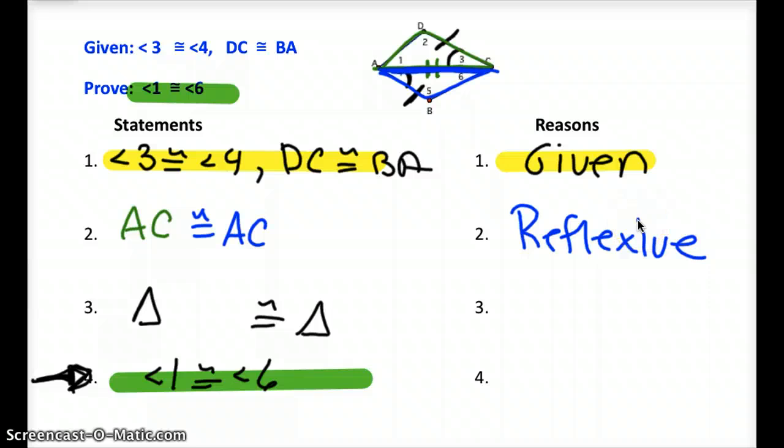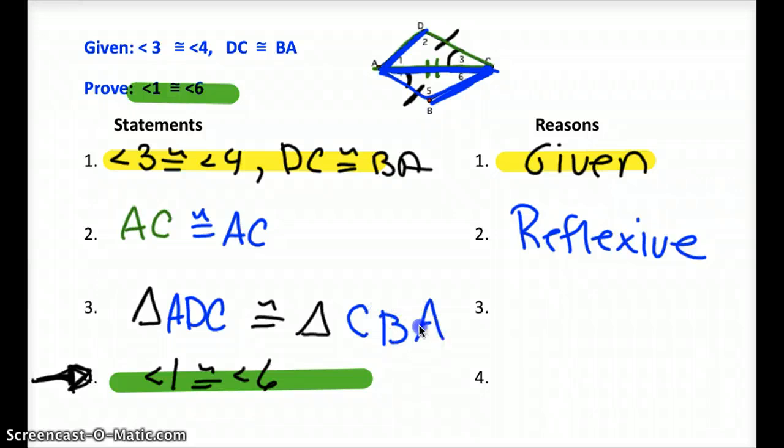Now, why are those two triangles congruent? Oh, I need to write them down. Triangle ADC. Okay, now I started with A, and that does not have an angle marking. So in the blue triangle, I need to start with C. And then I went up to here to this side, so I need to go down to this side B, and then I need to go up to A.